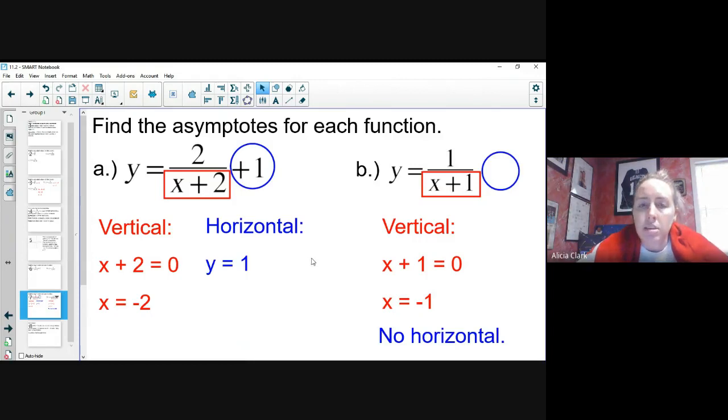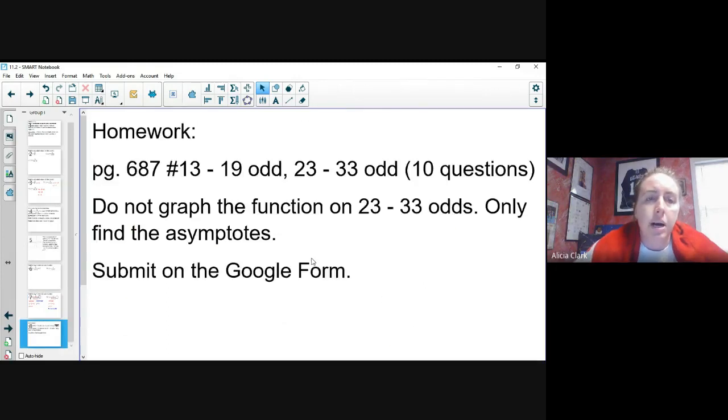So that's just a quick overview of the notes. If you need to go back and watch it again, do that. But on your homework, you're going to do on page 687, 13 through 19 odds, 23 through 33 odds. It's only 10 questions. On the directions for 23 through 33, it says to identify the asymptotes and then graph it. You're not graphing the function, you're only finding the asymptotes. And then there's a form for you guys to submit on Google Forms on the assignment.